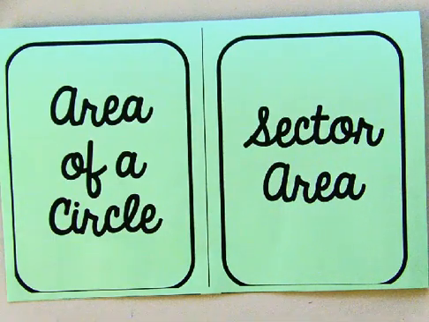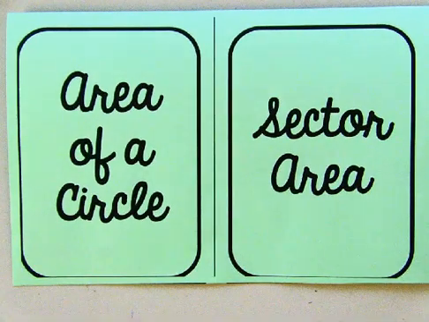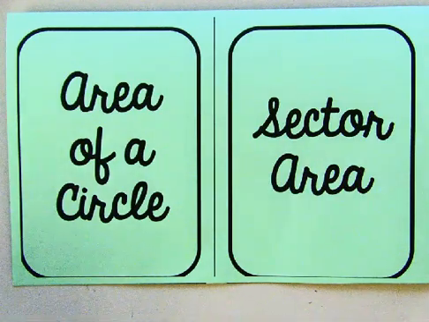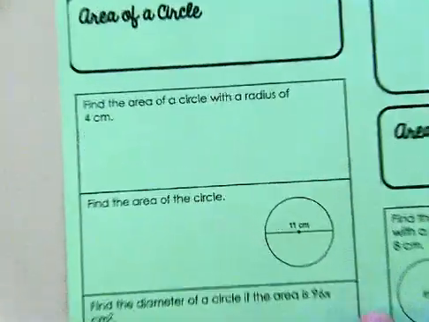Welcome back. So today we're going to be working with area of circles and area of sectors. So we're going to be starting on the left-hand side with area of a circle. So if you want to go ahead and open up your foldable, we're going to be working on the left. And I will zoom in on this so that you can see it a little bit better.